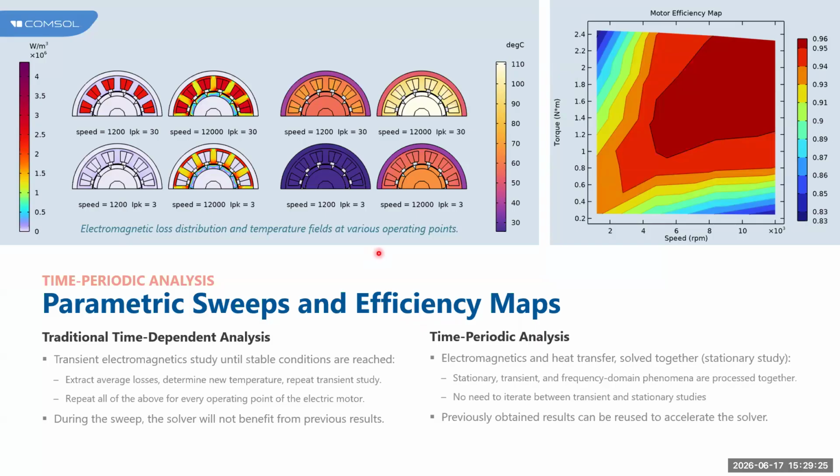With traditional transient analysis, each operating point, running for each time step, requires a long time to reach steady state. With the time periodic approach, the electromagnetics and heat transfer physics are solved together as a stationary coupled problem. Here the solver uses the previous operating point solution as a starting guess. You can derive the complete efficiency map, which with traditional transient simulation used to take a lot of time, in just a few hours using the time periodic approach.